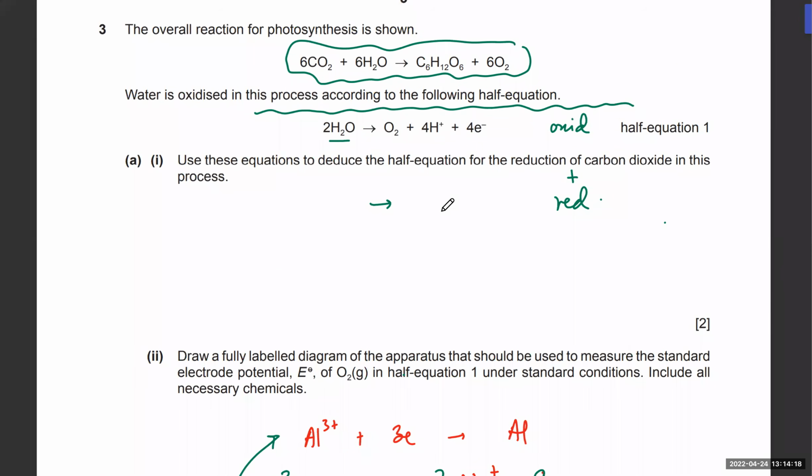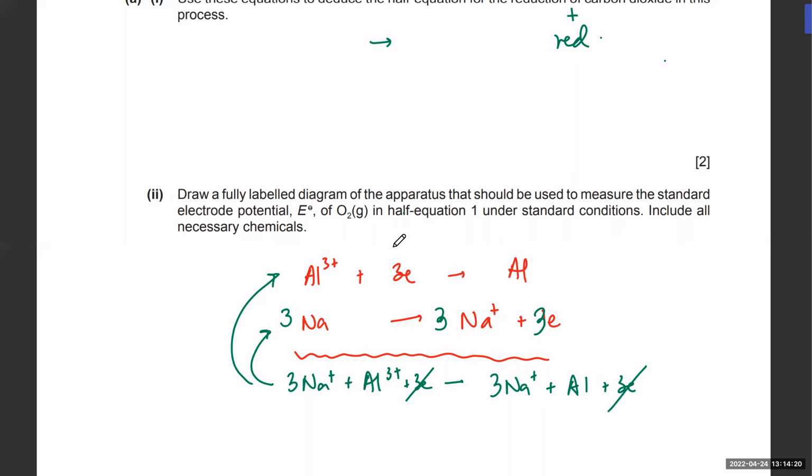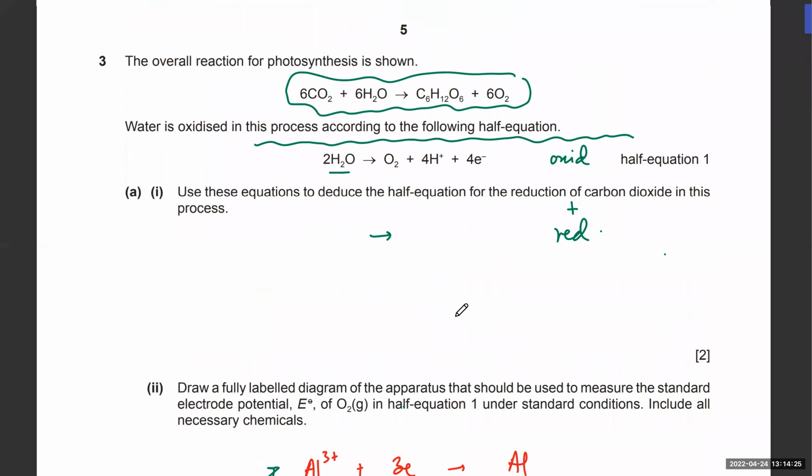Now the first thing is one of the equations needs to be multiplied. The electrons gained and lost need to be equal. So if I look carefully, how many O2s do you have? You've got 6 O2s in the products. So what do you think this equation is getting multiplied by? Either 3 or 6. Probably 6, because how do you get 6 O2 in the product? There's going to be 6 O2s over here.